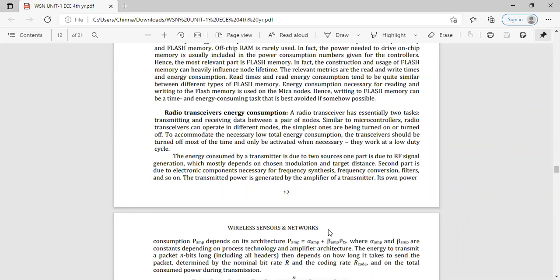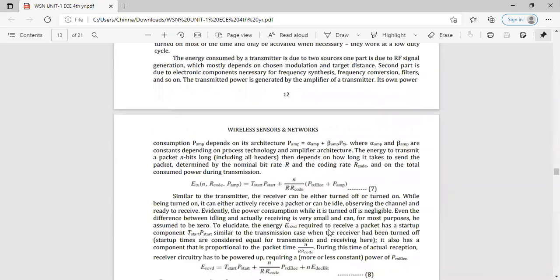Okay, at the RF signal generation we have energy consumption, and that depends on the modulation and target distance. Coming to the second part, the electrical components: we used oscillators and frequency conversions, and there the energy will be consumed. So it will always depend on the architecture of the sensor network.